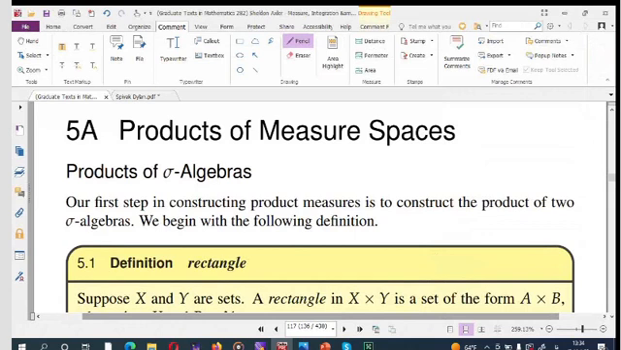The product sigma algebra. The title of this section is product of measurable spaces. Product of sigma algebras: our first step in constructing product measures is to construct the product of two sigma algebras. We begin with the following definition.